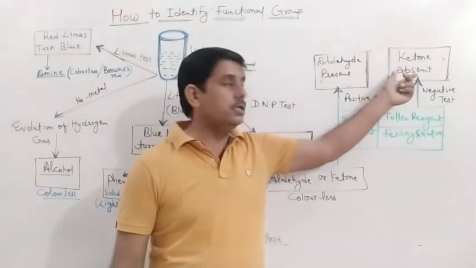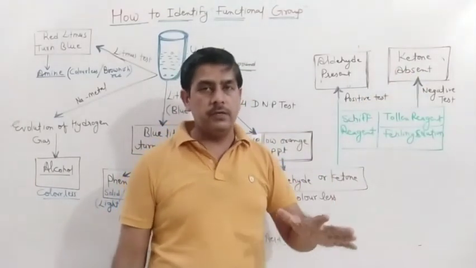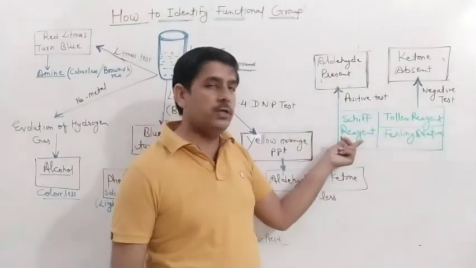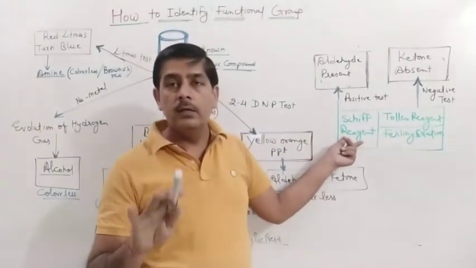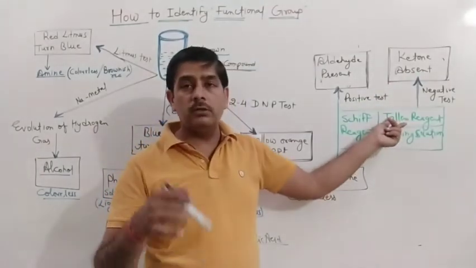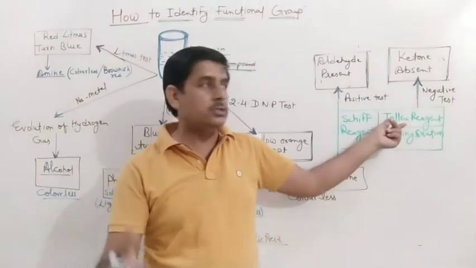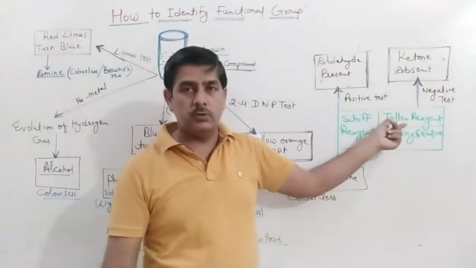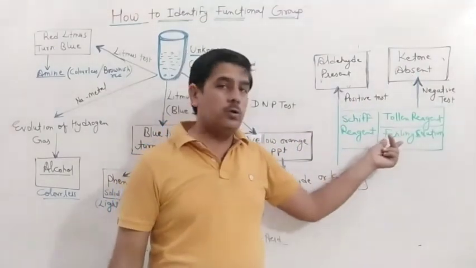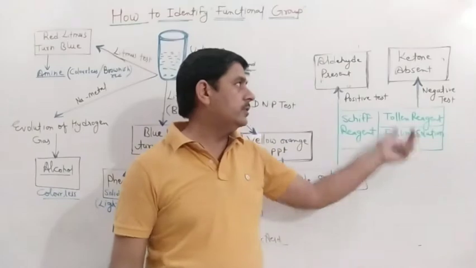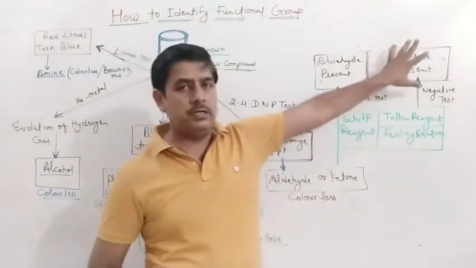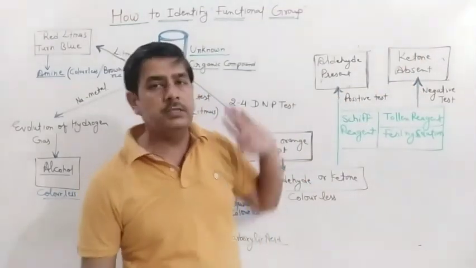But if it is a ketone, they will give a negative test. What I mean by a negative test is, if you are adding Schiff reagent and it is not giving pink color, that means it is a ketone. If the Tollens reagent is not making a silver mirror, then it is a ketone. And if it is not giving a red color precipitate, then obviously it is a ketone. If it is giving a negative test for all these things, then it is a ketone. If it is giving a positive test, then it is an aldehyde.